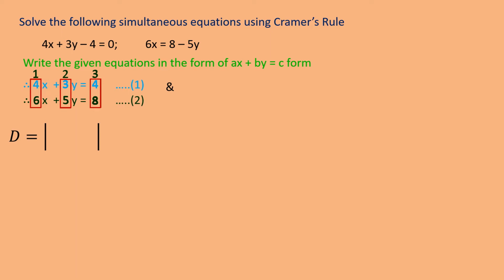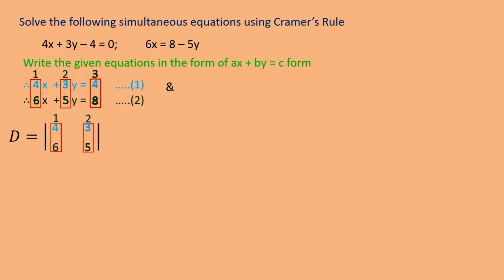Now we will find out D. For D, which two columns are required? We will see that first. See here, columns number 1 and 2 are required, and their elements will come into D. See here, 4 and 6 from column 1, and 3 and 5 from column 2. We can remember it as 12. So D is nothing but 12.